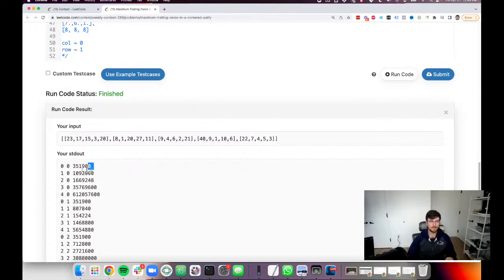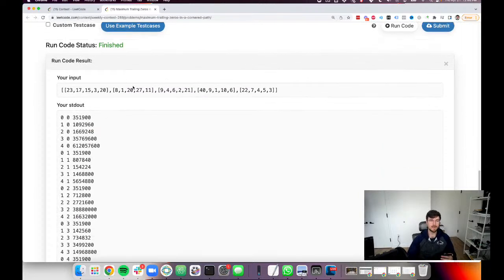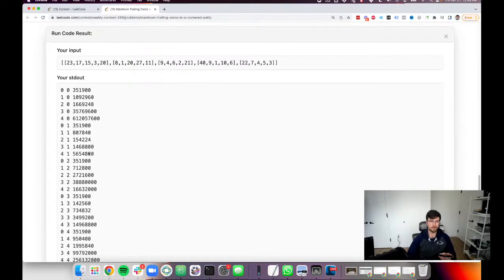Now, in this case, I have row column listed, right? So I'm gonna go to the second row and then go across. So it's gonna be 23 times this second row here, which is 8 times 1 times 20 times 27 times 11. I do get this correct value. So that seems like it's working okay.